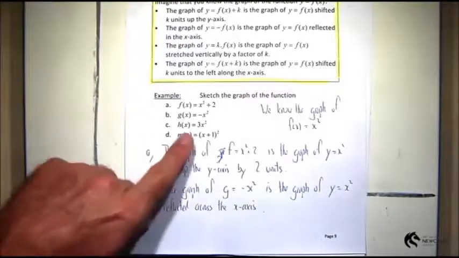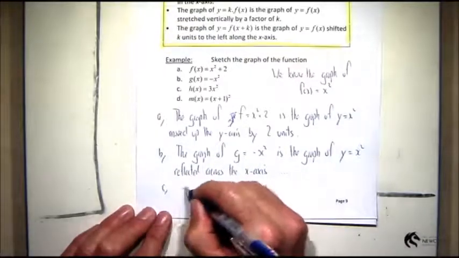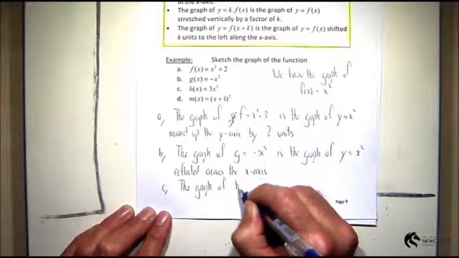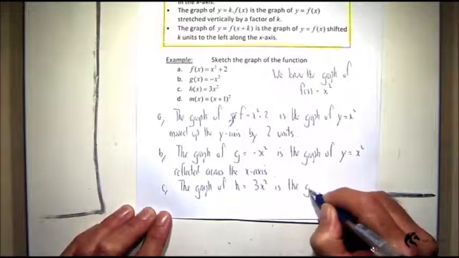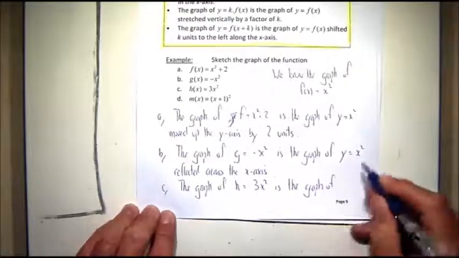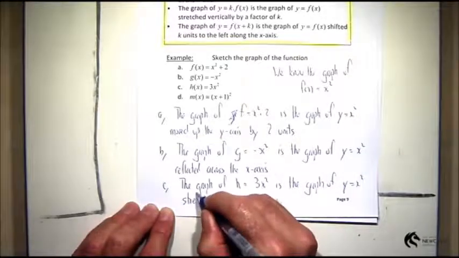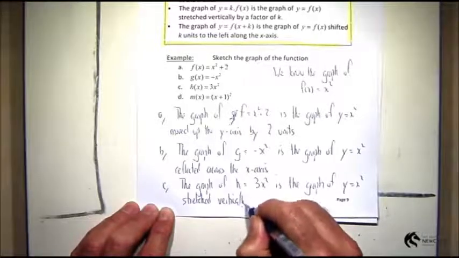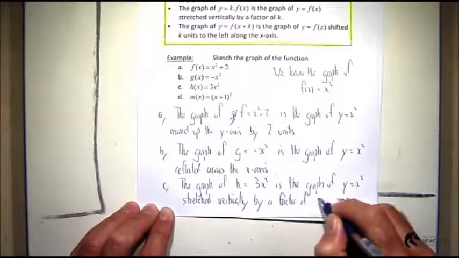And the example is here, h of x is 3x squared. So the graph of h is equal to 3x squared. That is the graph of y is equal to x squared stretched vertically by a factor of 3.